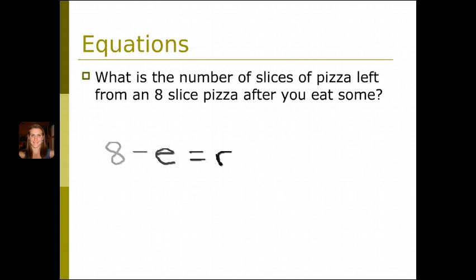Okay, so this is something that you need to think of in realistic terms. We know that we're subtracting because we're eating some. Therefore, our pizza can't be getting bigger. It has to be getting smaller.